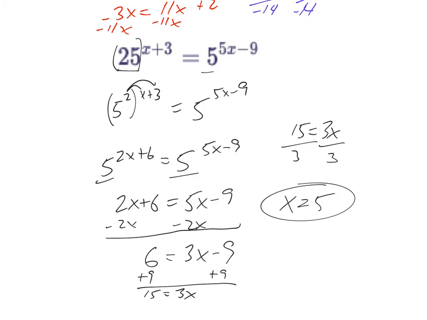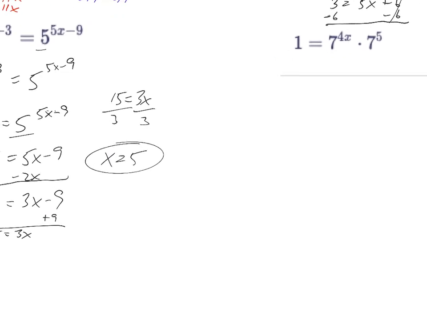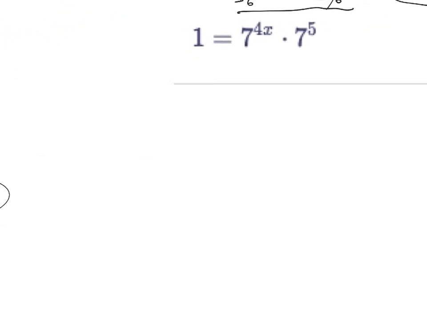And again, if I put the 5 in there, that would be 5 squared to the 5 plus 3. So that would be 5 to the 16. And then if I put 5 in for the other one, 5 times 5 is 25. 25 minus 9 is 16. So quick check there. Yes, they do both end up being an exponent of 16 if you put 5 back in for x. Fourth and final one here.